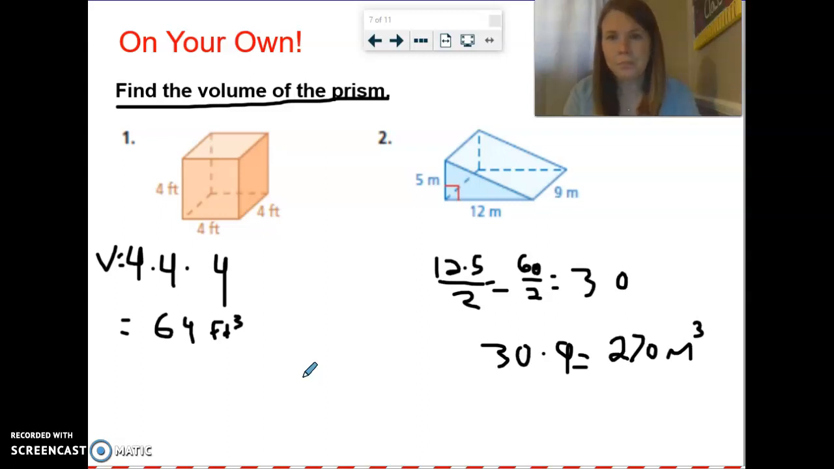What I did is I figured out the area of the base, which is a triangle. I took the base of the triangle and multiplied by the height of the triangle. From there, divide it by 2. So 12 times 5 is 60, divided by 2 gives me 30. Remember, your volume formula is just the area of the base times the height of the actual prism. So I'm taking this 30 and multiplying it by 9, which is the height of the prism, to get my final answer of 270 meters cubed. Again, make sure you double check your work here. Let me know if you've got any questions.